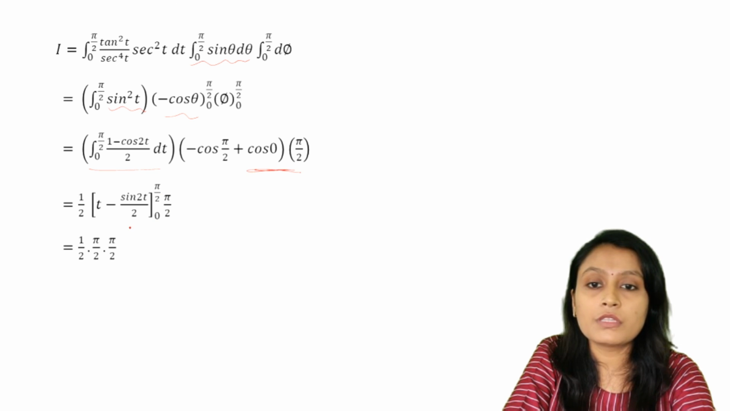Now we have to substitute the limit. Firstly, substituting pi by 2 here, you will get pi by 2. And in the second term, if you substitute pi by 2, this 2 will get cancelled, so what remains is sin pi, and we know the value of sin pi is 0. If you substitute the lower limit, you will get 0, and again sin 0 is 0. So the lower limit gives 0, and from the upper limit we only have this pi by 2, another pi by 2, and this 1 by 2. Simplifying this, you will get the answer as pi square upon 8.